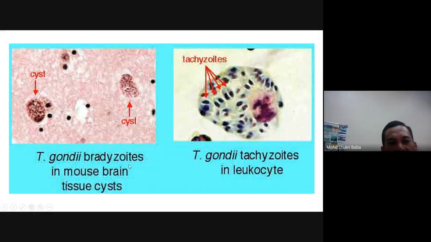Toxoplasma gondii bradyzoid, okay, in mouse brain tissue cyst. Di sinilah dia berlaku di mana kucing akan makan mouse tu. Alright, so dia boleh berlaku dekat situ. Alright, so and then ini adalah T gondii tachyzoid in the leukocyte, which is happen to be found in human lah. Okay.